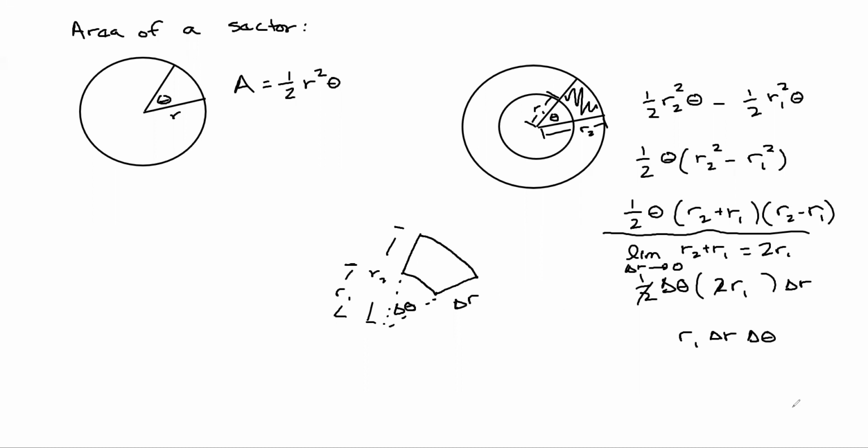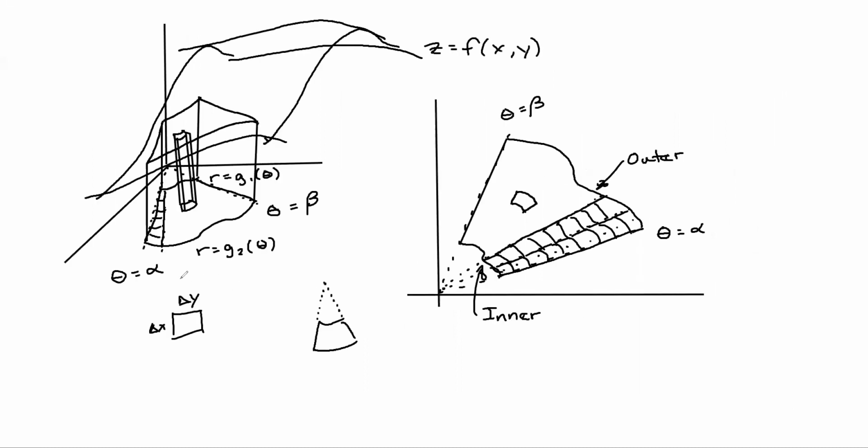In the last couple sections, we took change in x, change in y, and multiplied it by the function to get the volume. Now we're going to take r, change in r, change in theta, and multiply it by the height to get the volume. It's the same idea, just a different shaped base. Change in theta, change in r, and then we're also going to throw another r on here. So the area is r change in r change in theta.